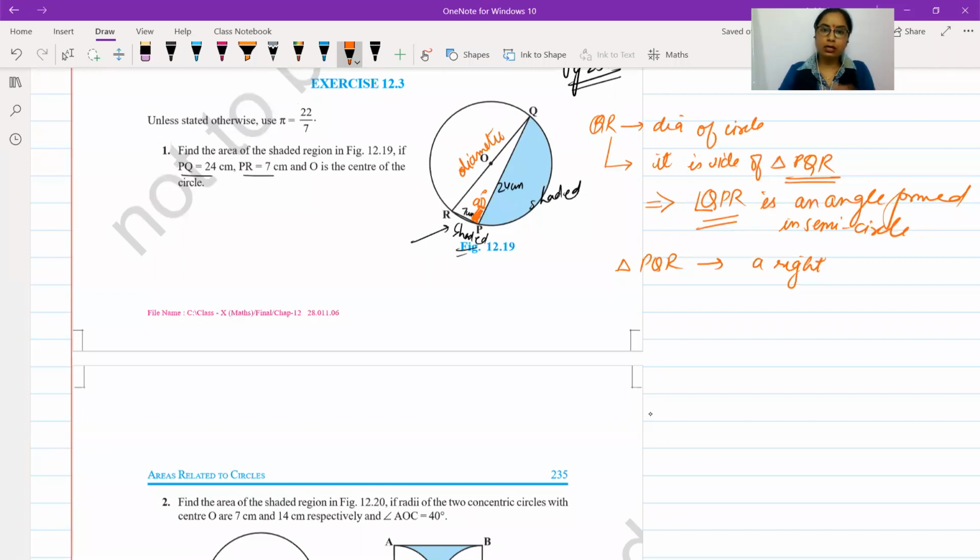In case someone has an old book, then please mark it. It looks like only this part is shaded, but there is this portion also which is shaded.